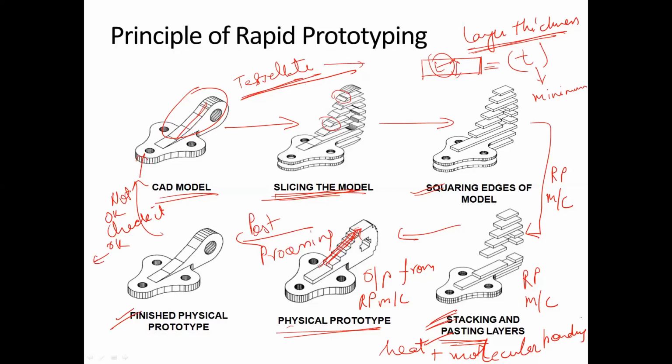So this is the basic principle of additive manufacturing. You prepare a CAD model, you tessellate it, you slice it, you square off the edges, then you send it to an RP machine. The RP machine fabricates it by stacking and pasting layers. You get a physical prototype, and the physical prototype is post-processed. After post-processing, you check the finished prototype. If it suits your application, it's okay. If it doesn't suit your application, it's a waste. You throw that away, go back to your CAD model and reprocess. Am I clear? Yes, sir.